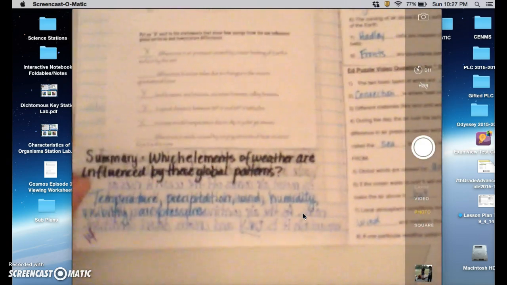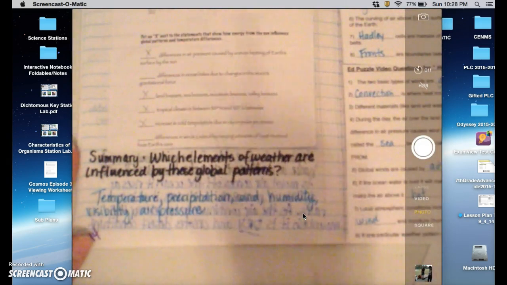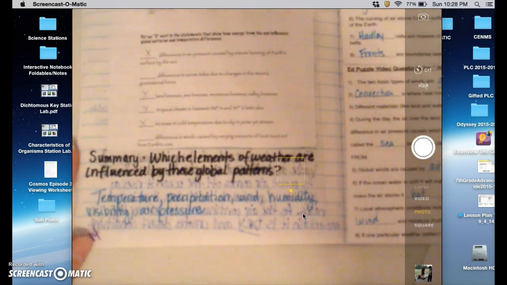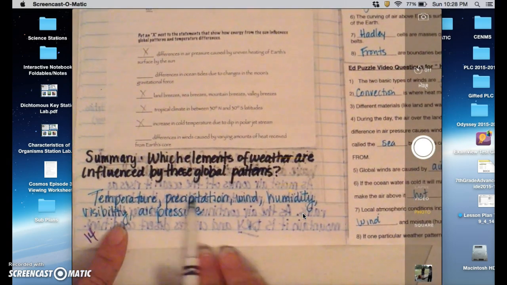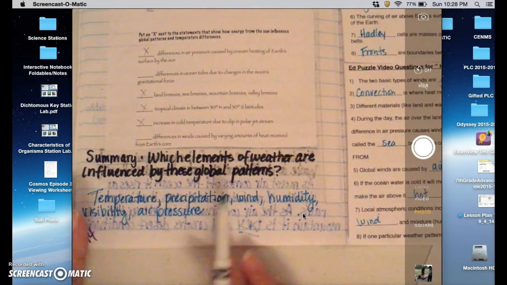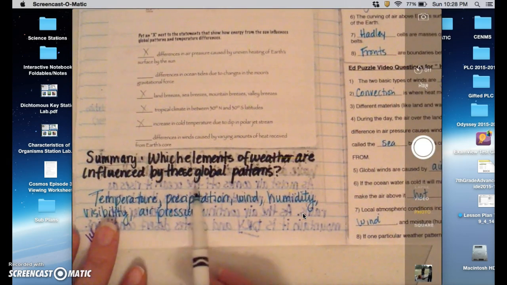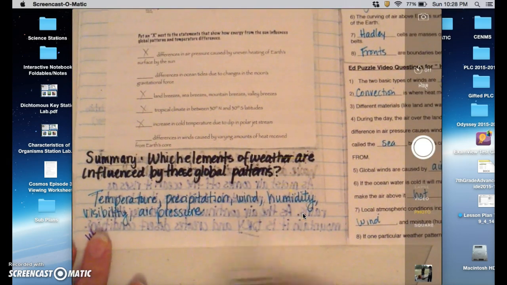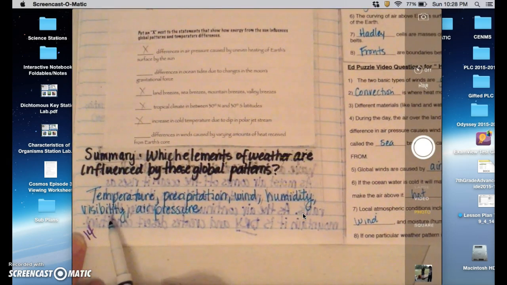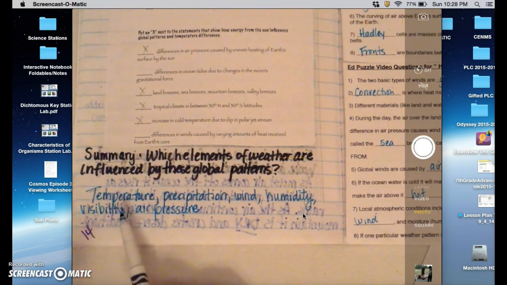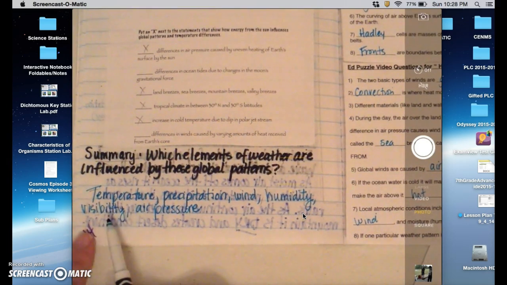Okay? And then the summary is, which elements of weather are influenced by global patterns? When we talk about elements of weather, we're talking about the specific things that make up different types of weather, like temperature, precipitation, wind, humidity, visibility, and air pressure. Visibility is going to be how far you can see, like on a foggy day, which we are accustomed to around here. Visibility might be low if it's super foggy.